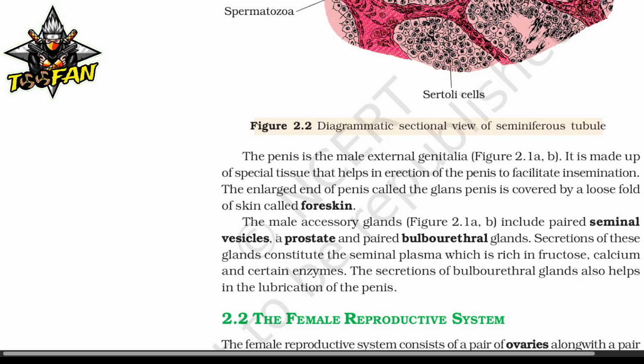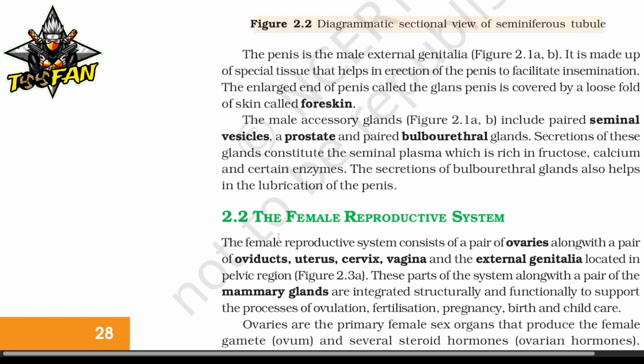The male accessory glands include paired seminal vesicles, a prostate, and a pair of bulbourethral glands. Secretions of these glands constitute the seminal plasma, which is rich in fructose, calcium, and certain enzymes. The secretion of the bulbourethral glands also helps in the lubrication of the penis.